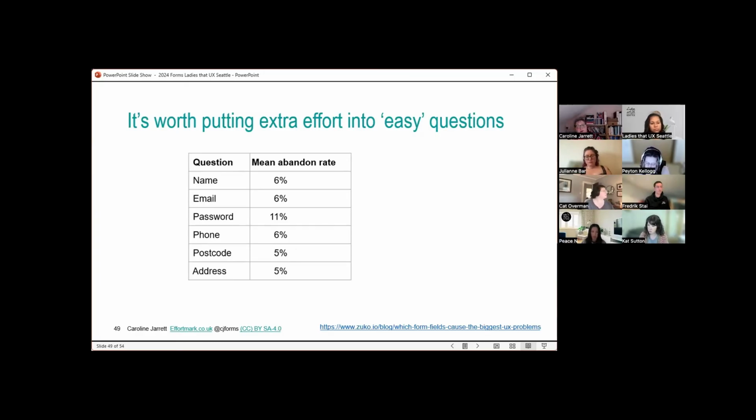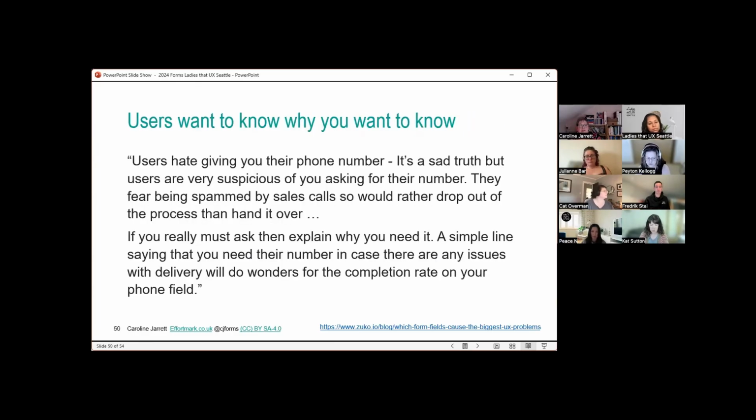And I thought I'd quote to you some of the things that Zuko actually mentioned. They basically said about phone number what we've all learned, that I was not going to give my phone number to those spammers. Users hate giving you their phone number, and they advise exactly what WCAG and the US website told us. If you really must, then explain why you need it. In their case, a simple line saying that you need their number in case there are any issues with deliveries will do wonders for the completion rate on your phone field.